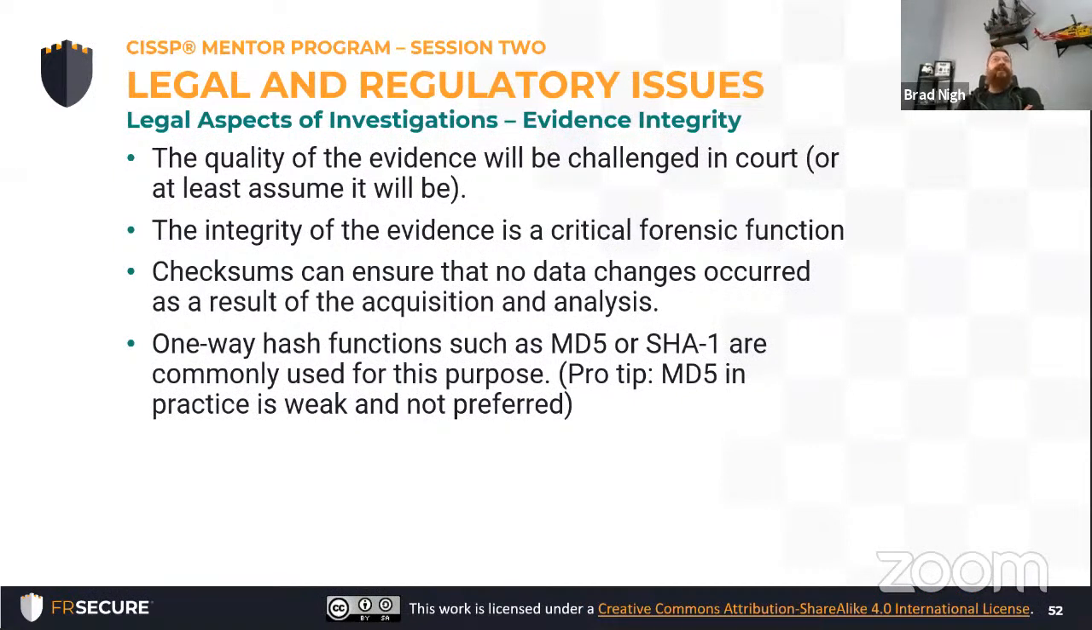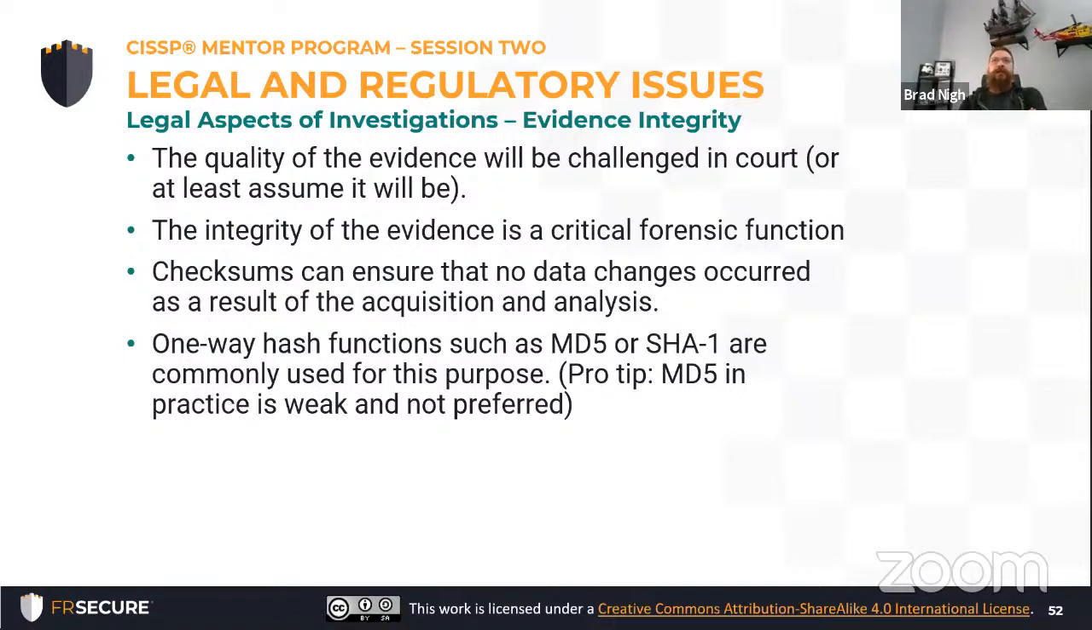All right, evidence integrity. Again, like I said, the quality of the evidence will be challenged in court, or assume it will be. You know that the defense attorney or the prosecutor, whichever side you're on, is going to try and poke holes in the evidence, right? If it's going to harm their case, they're going to do what they can to discredit it. Integrity of the evidence is critical in forensic investigations. You can't mess with that. If you compromise the integrity, it's not good evidence anymore.